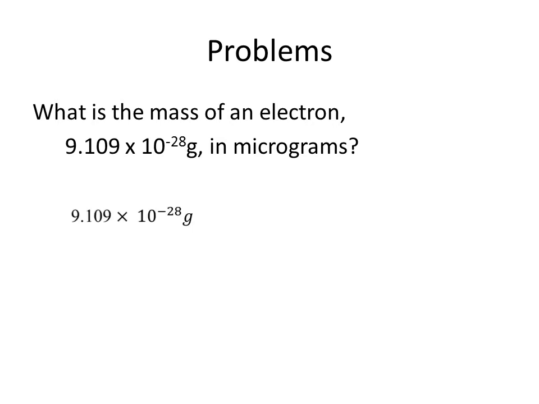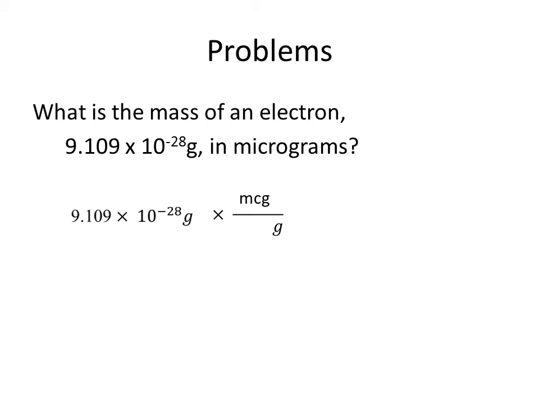All right, here's your first problem. What is the mass of an electron, 9.109 times 10 to the minus 28 grams, in micrograms? Well, the first thing, remember, that you do is you write down your given. Okay, so I've written my given here.